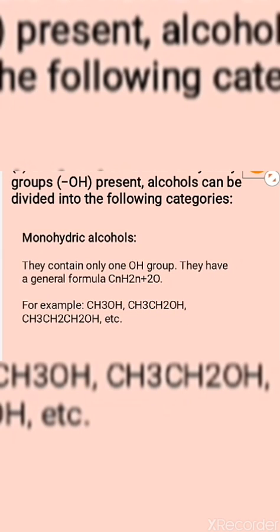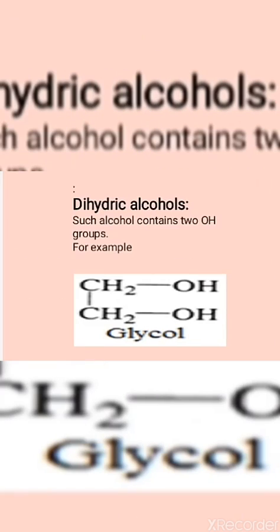The second classification is on the basis of the number of hydroxyl groups. According to the number of hydroxyl groups, there are different categories of alcohol. The first one, monohydric alcohol, containing only one OH group. This type of compound contains only one hydroxyl group, like ethanol, methanol. Dihydric alcohols contain two hydroxyl groups, two OH groups. For example, glycol, CH2OH, CH2OH.